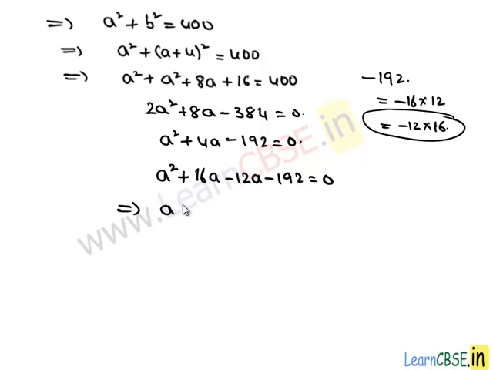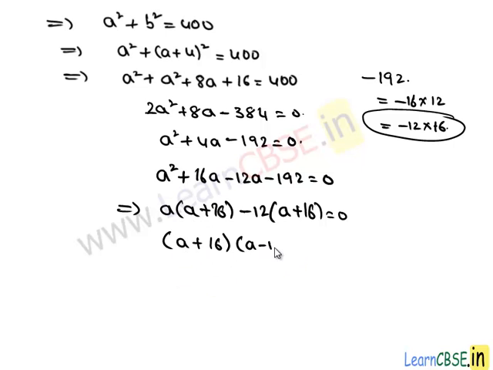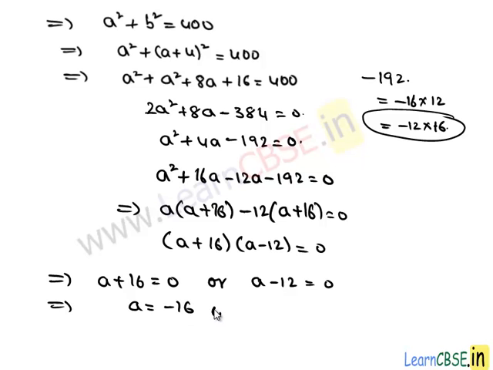By taking a common, we get a times a plus 16, and by taking negative 12 common, we get a plus 16. From these two terms, we take a plus 16 common, and we remain with a minus 12. So to get this equation to 0, each factor must be 0, that is a plus 16 is equal to 0 or a minus 12 is equal to 0. Then we get the value of a, that is negative 16, or a is equal to 12.